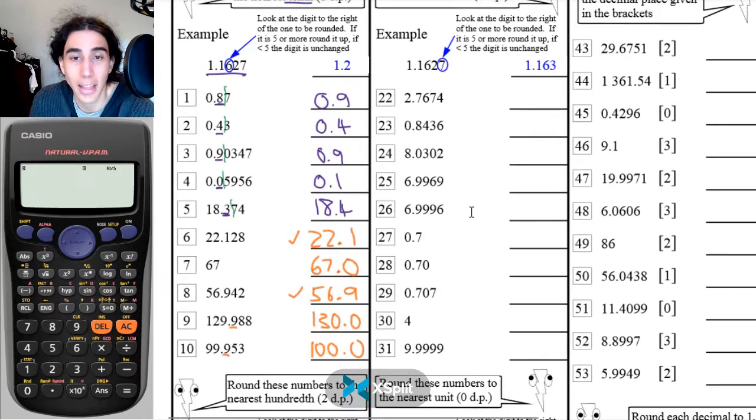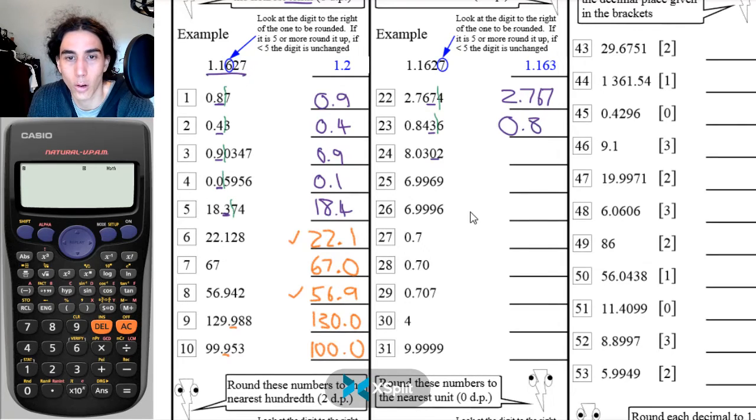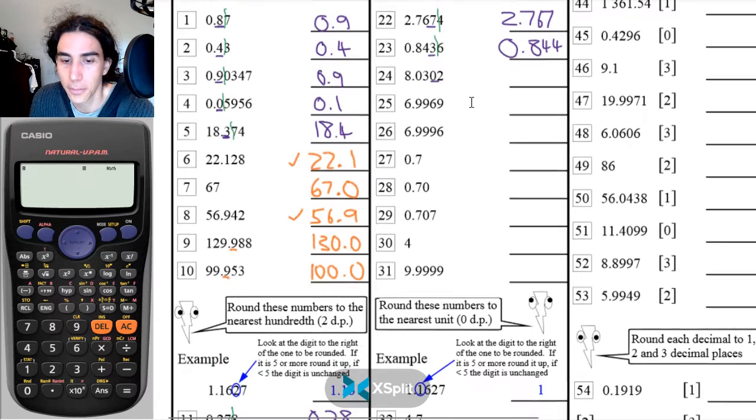This one is nearest 1,000, so 3 dp, same thing. I want you to mark off that one. So the 3rd decimal place this time. Not the 1st, not the 2nd, the 3rd one. So this one is 2.767, because we didn't have to round up because it was a 4 there. But the next one we will have to round up because it's a 6, 0.844. So you're going to have a go at those ones there.